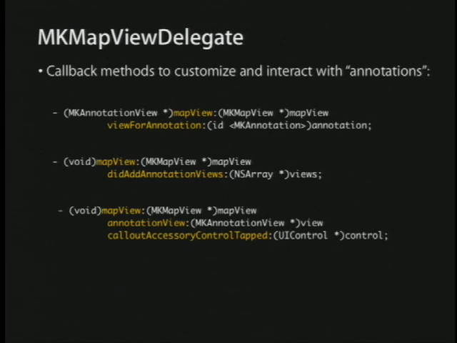One of the things you can do with an MK annotation view is customize it by adding callouts. And a callout is, I wish I had a diagram. If you tap on a pin on a map, sometimes it has the little red arrow, the same kind of arrow you see in some list views, that indicates there's more information if you tap on it. So this will tell you if one of those accessory views is tapped.